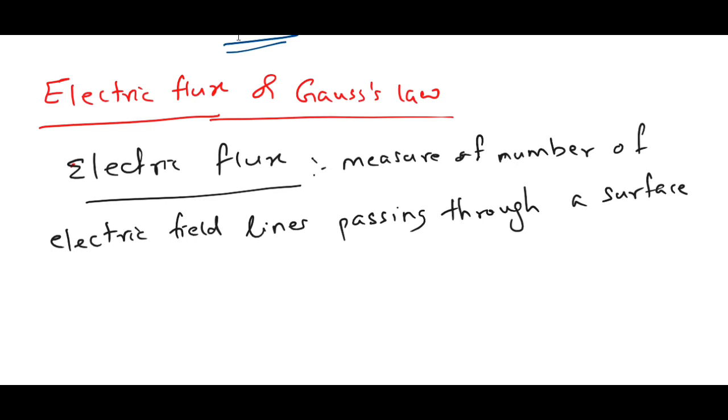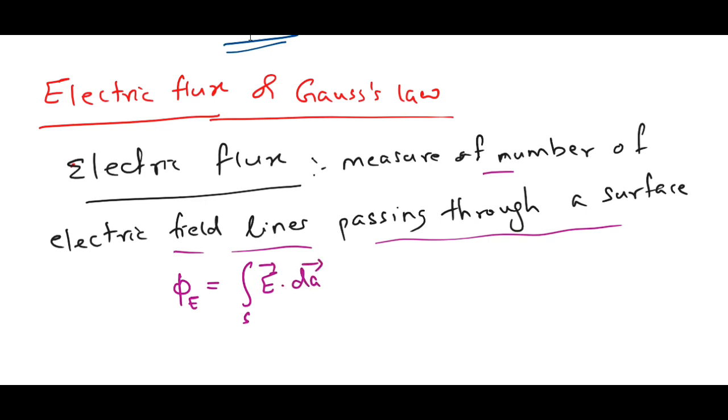Okay, it is nothing but a number. It represents how many electric field lines are passing through a given surface. That electric flux you are very familiar with, because you have already learned it in the +2 classes, that electric flux is defined as phi E, the surface integral of E dot dA.